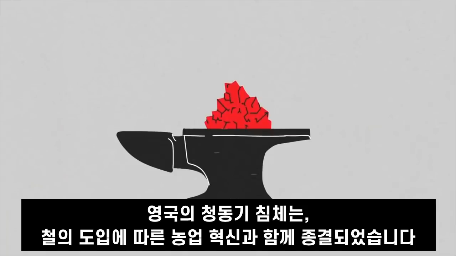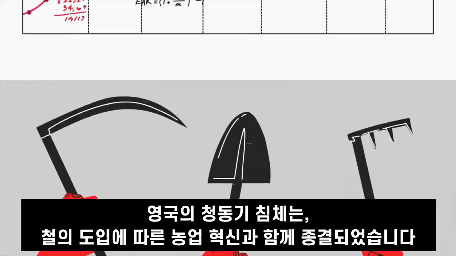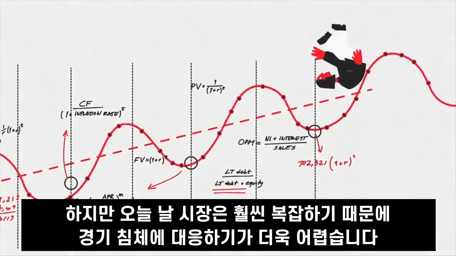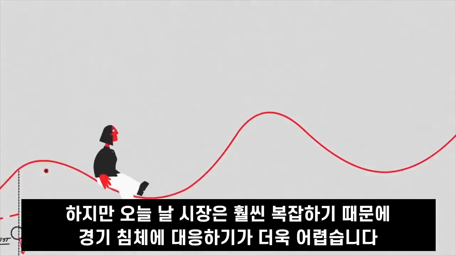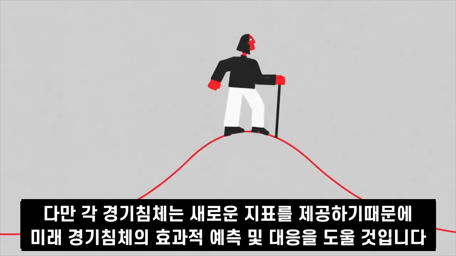The Bronze Recession in Britain eventually ended when the adoption of iron helped revolutionize farming and food production. Modern markets are more complex, making today's recessions far more difficult to navigate. But each recession provides new data to help anticipate and respond to future recessions more effectively.